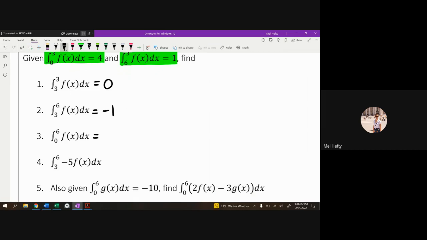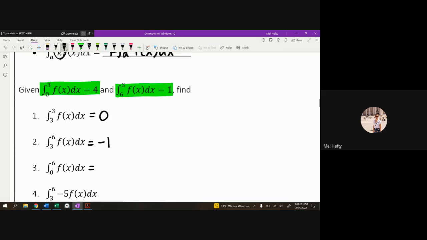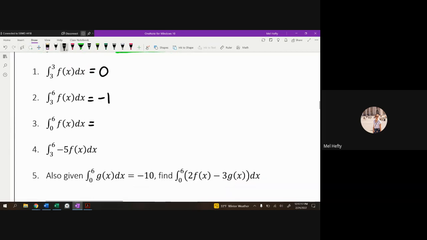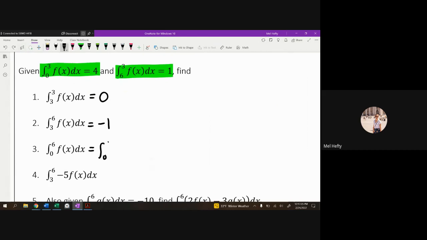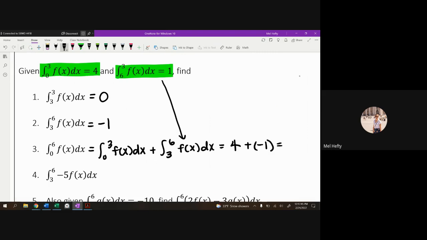All right, let's look. So this property, number 3, is taking advantage of the fact that we want to split this into 2 pieces. We want to go from 0 to, not 6, we want to go from 0 to probably break it at 3 because they're giving us a lot of information about 3. And we want to add on from 3 to 6. Yeah, this is 4, but be careful. Is this the same thing as this? No. So we actually want to add on what we did in number 2. So we're adding on negative 1. So Derek is correct. We are going to get 3.